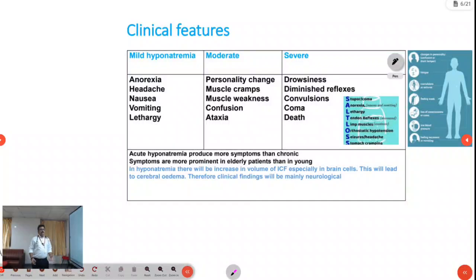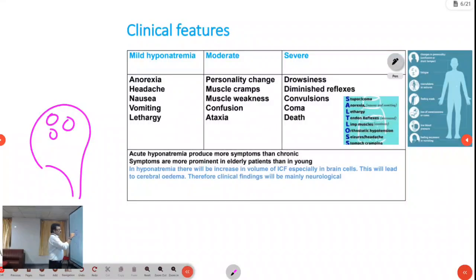So what are the clinical features of low sodium? Sodium mainly affects our brain and neurological tissue. When the sodium levels are normal, there is no problem to the brain cells. If the sodium increases, water will come out from the brain cell. When the sodium is low, water will go inside the brain cells. So the brain is the main organ affected in hyponatremia. Depending on the level of hyponatremia, you can have anorexia, headache, nausea, vomiting, and lethargy.